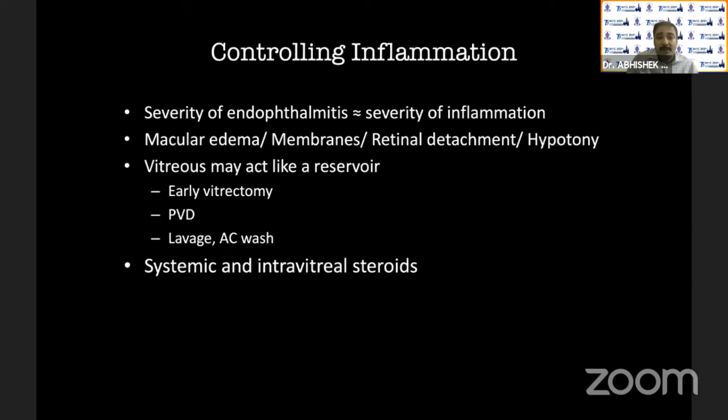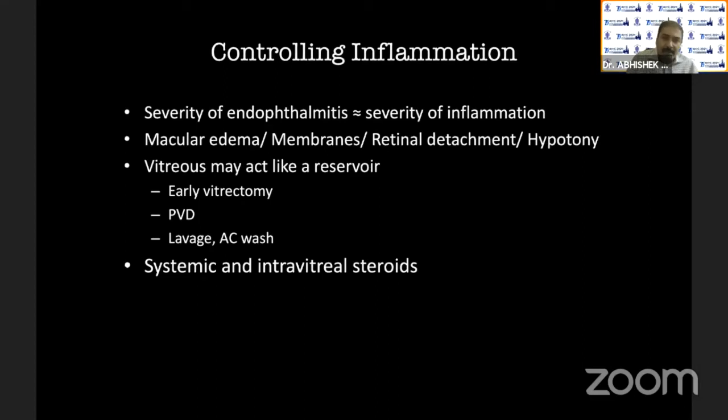Severity of endophthalmitis is basically the severity of inflammation. So inflammation is to be controlled with the utmost aggression. Macular edema, membranes, retinal detachment, and hypotony are all long-term complications that can happen even if you sterilize the eye, but you fail to control the inflammation.